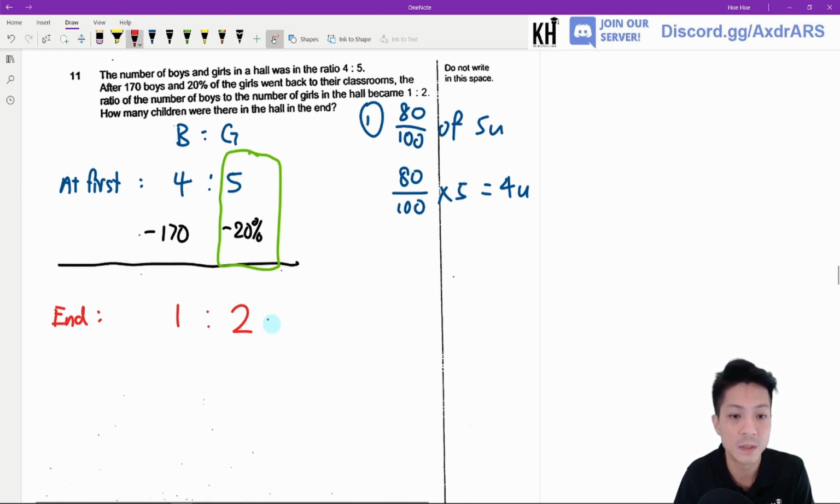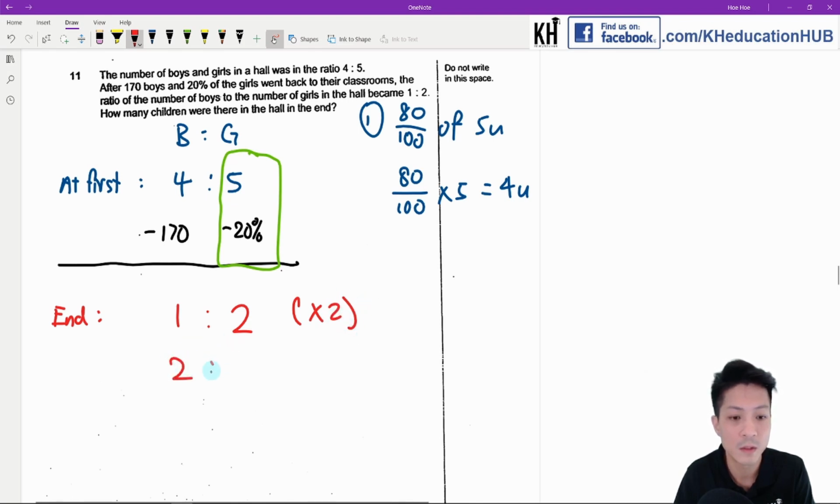But in this case, the ratio at the end is 1:2, right? So what I'm gonna do is multiply this ratio by 2. So it becomes 2:4. Okay, now it is the same, 4 units for the number of girls. Which means that now we look at the boys.